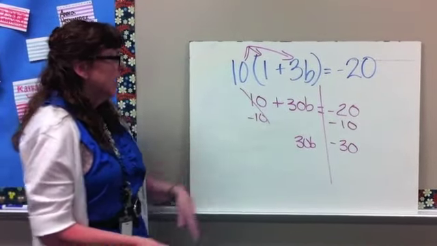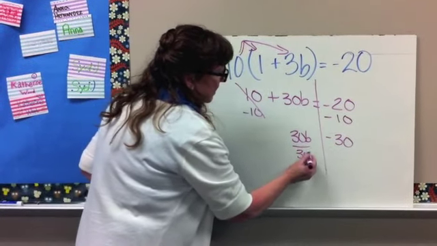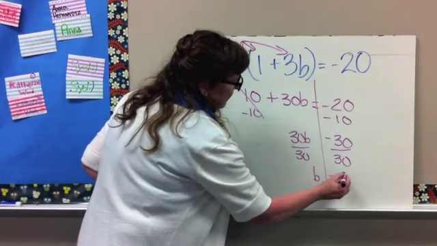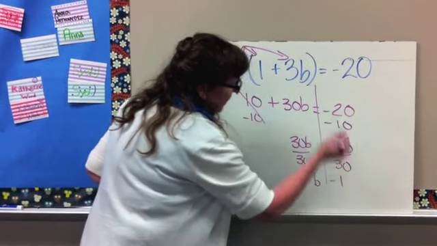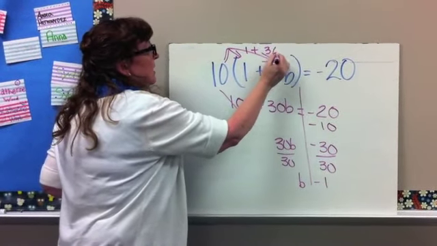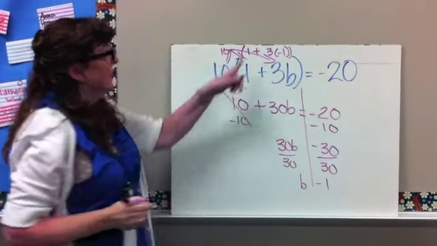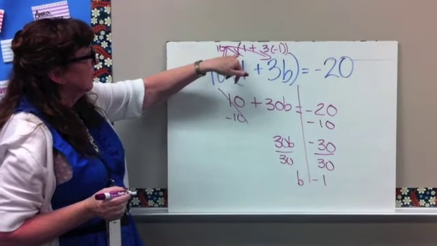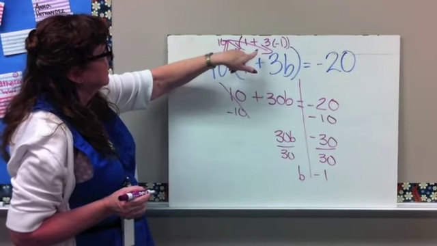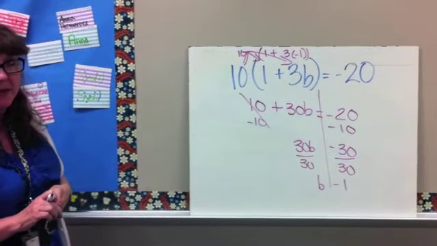Now something times 30 equals negative 30. I divide by 30. Divide by 30, so b is negative 1. You can go back and plug it in. 1 plus 3 times negative 1, all times 10. That's negative 3, plus 1 is negative 2. You can multiply that by 10, you get negative 20. As you can see, that works out.